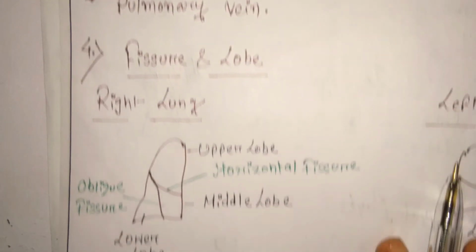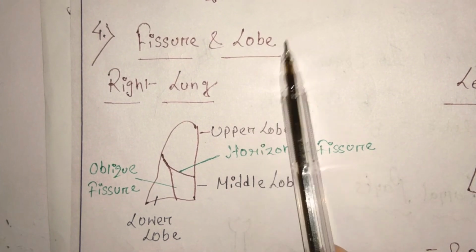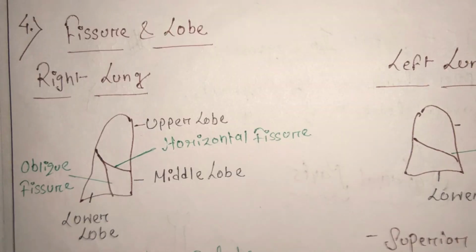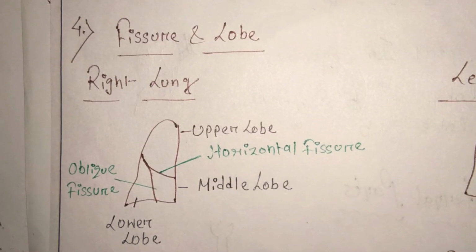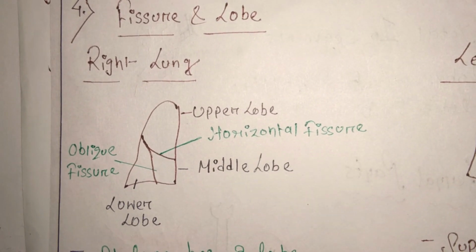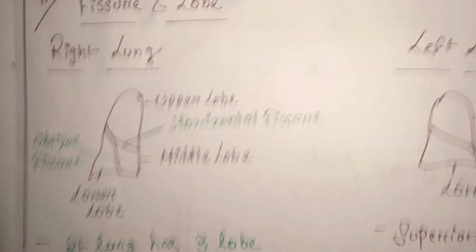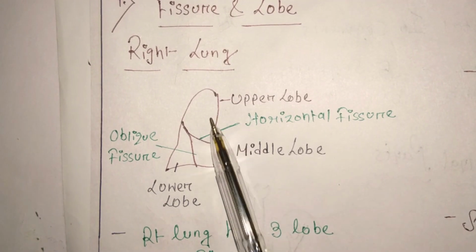Root. So now the fissures and lobes. So we have two lungs. Let's talk about the right lung first. So this is the right lung. Right lung has three lobes.